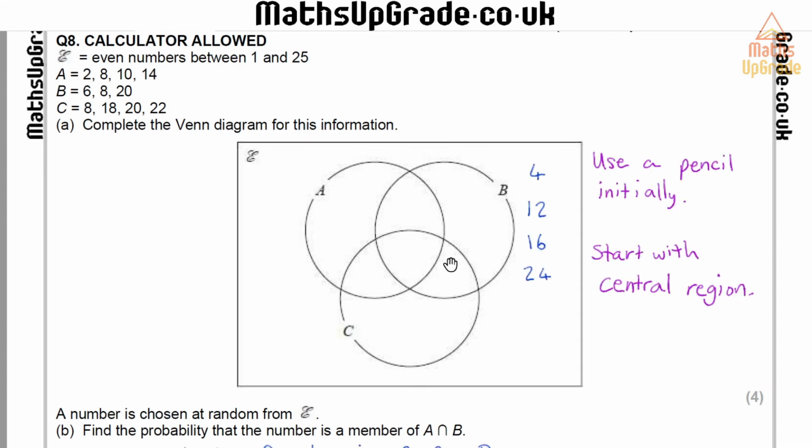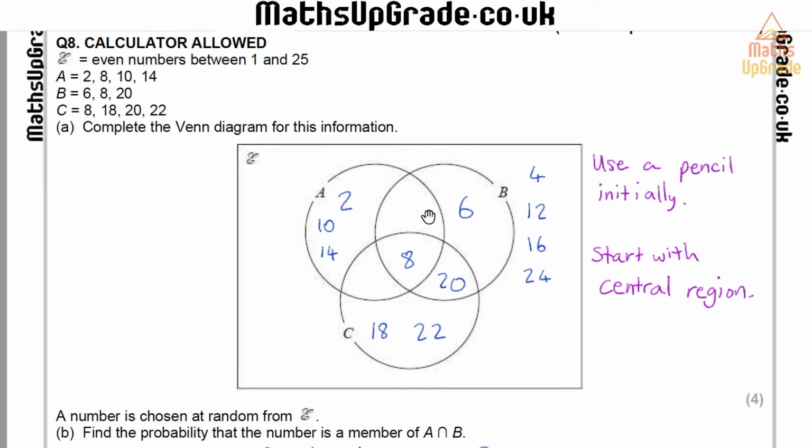And then also, you can start to fill in the outer regions. When you fill in the outer regions, you'd get this. And finally, you'd fill in the outermost region, which is all the remaining even numbers between 1 and 25. Okay. Good tip is always start with pencil, so you can always rub out any mistakes and you can go over it with pen afterwards.